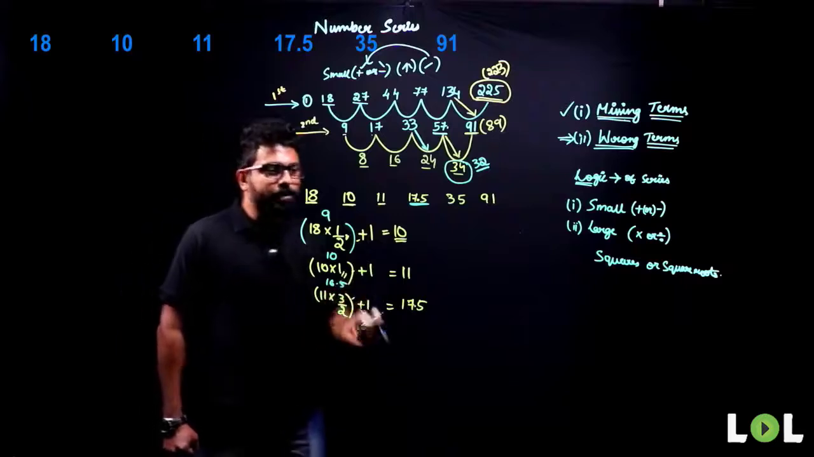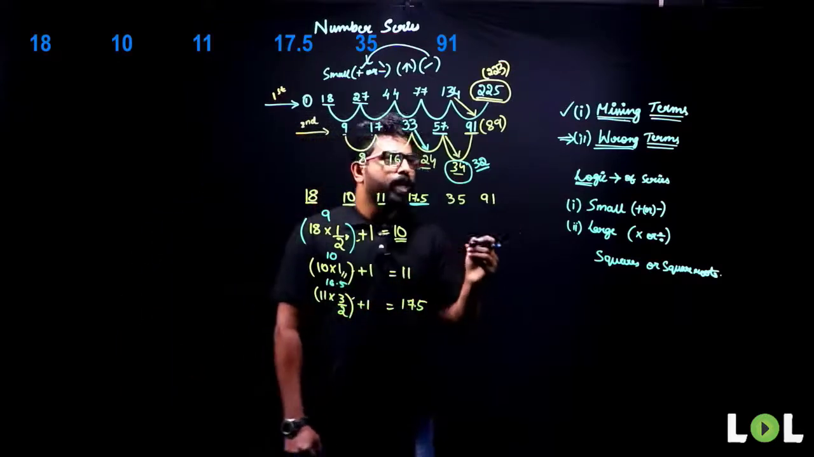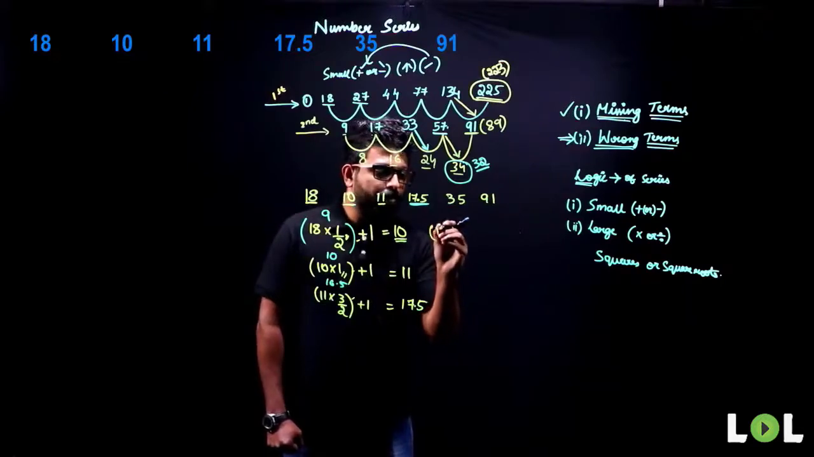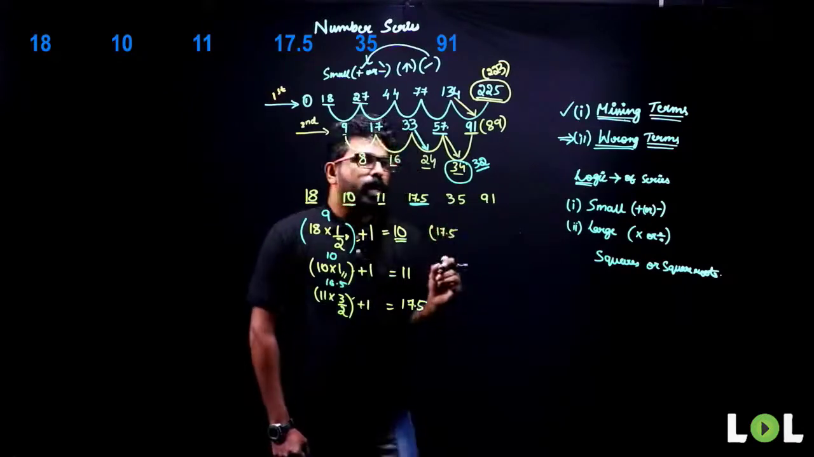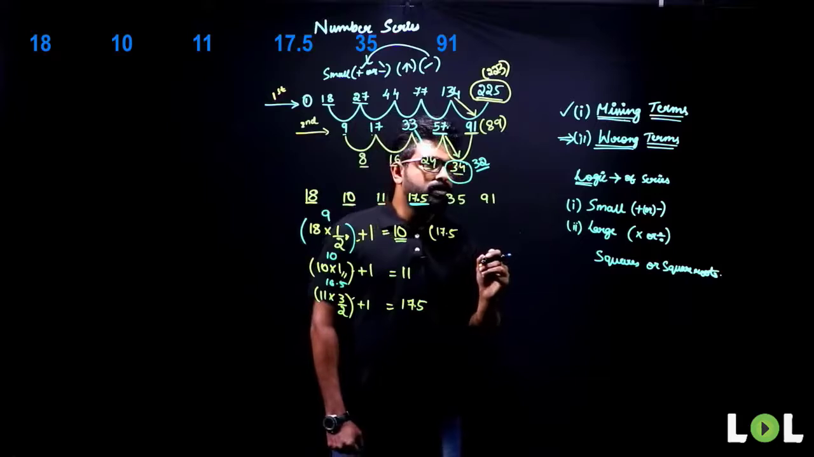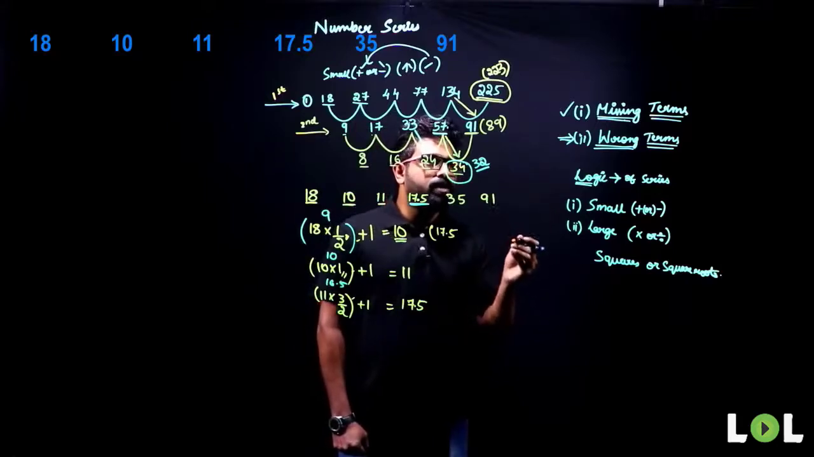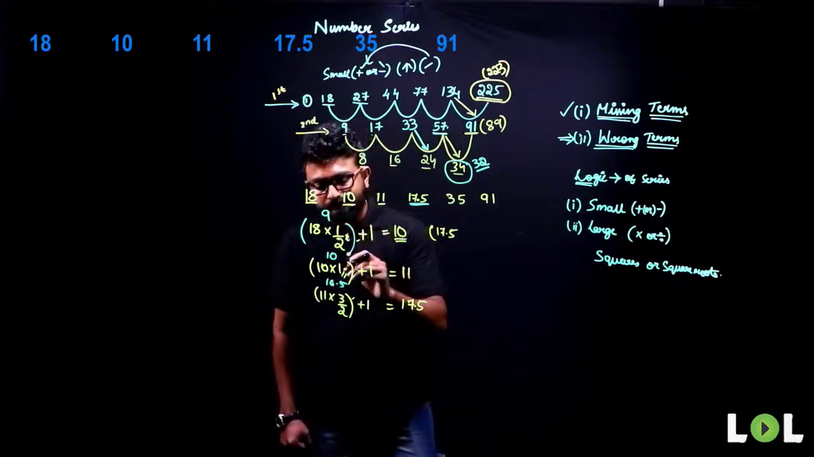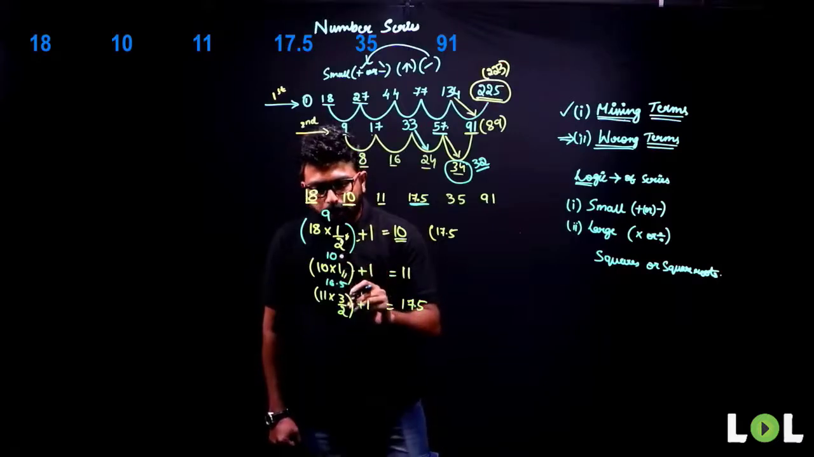What do I need to multiply next? My next term is 17.5. What do I need to multiply it with? I want your answers, people. Look at this. I multiplied with 0.5, then it became 1, then 1.5.